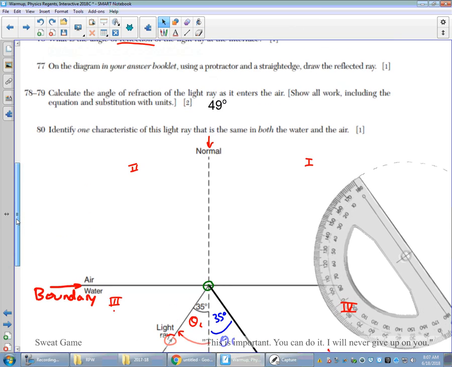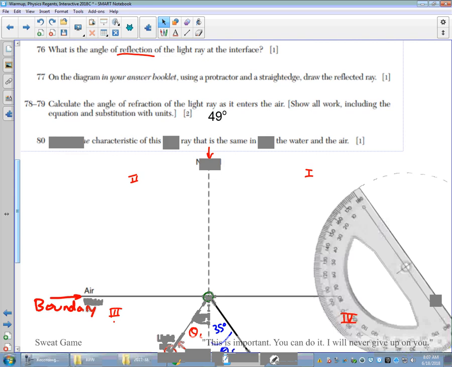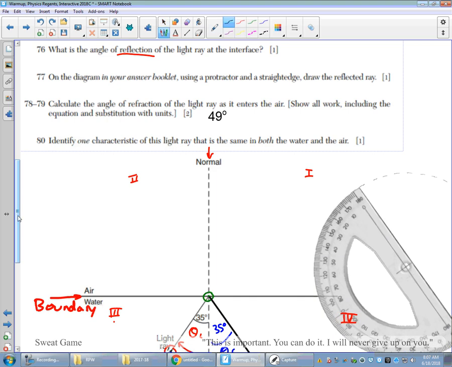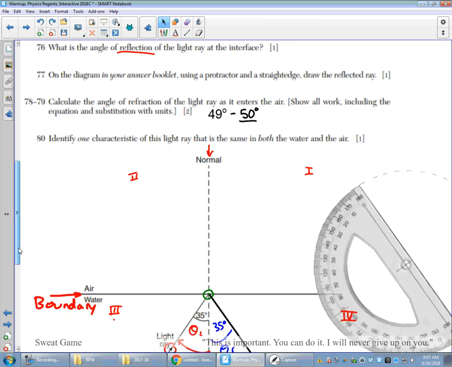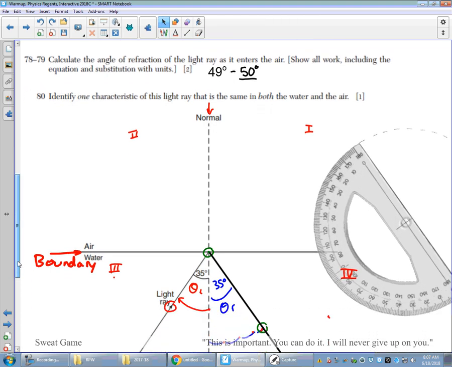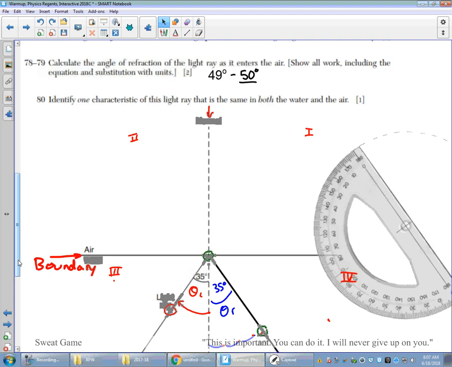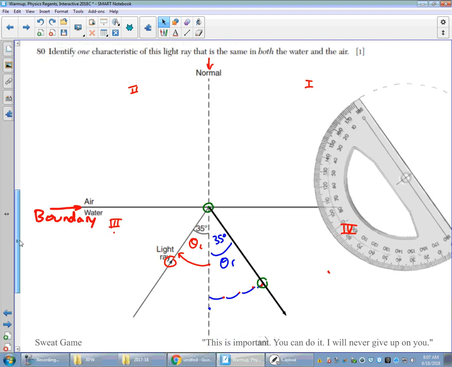Now, it says calculate the angle of refraction. You do that with Snell's law. N1 sine theta 1 equals N2 sine theta 2. In this case, it comes out somewhere between, depending on how you did it, 49 to 50 degrees. I actually think it rounds closer to 50 degrees. All right. Now, they didn't ask you to draw the refracted ray, but we'll talk about drawing the refracted ray anyway because that's actually the more common ask.